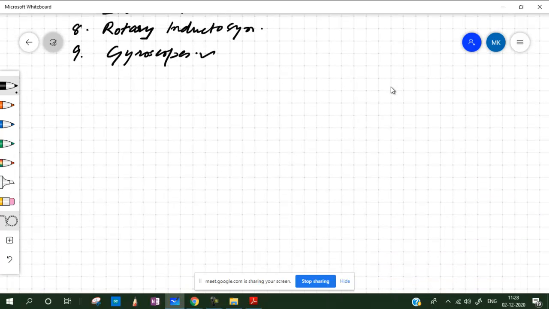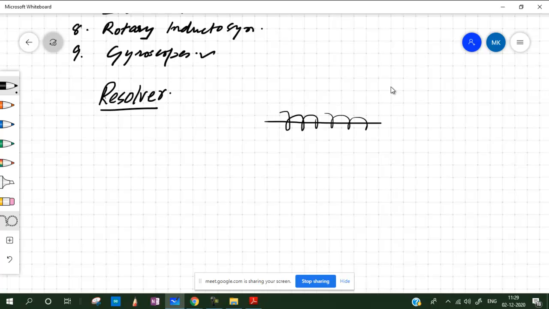So now let's talk about the resolver. It works again on a principle similar to that of the LVDT. Let's try to understand the basic principle. We know that a current carrying conductor has a magnetic field associated with it, or if we wind a coil in this way, we get a concentrated magnetic field, which is in the form of flux lines.